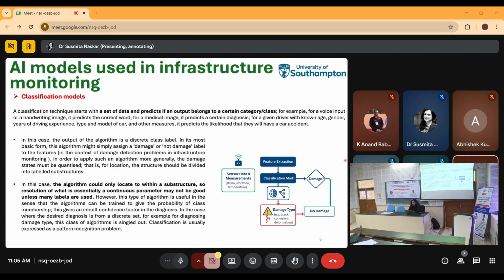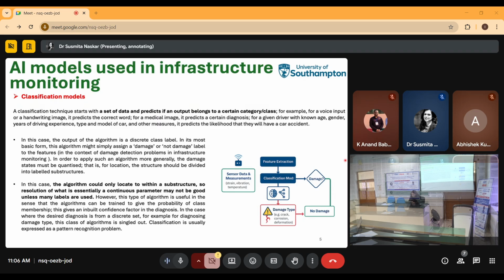We need to quantize the damage states for this kind of model, which means dividing the entire structure into smaller substructures. Each substructure is treated like a data point, and the model then classifies each one separately. This helps the algorithm localize the damage more precisely. However, if we use too few levels, we risk losing details sometimes as well.